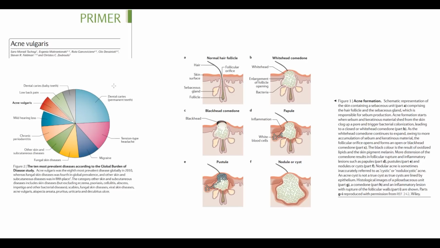Here we can see a diagram which shows that acne is one of the most common issues nowadays in medicine. On the right we can see different subtypes of acne. For a better understanding, let's illustrate the pathogenesis of acne step by step, and after we'll discuss how isotretinoin can prevent acne formation. So here we have skin surface.